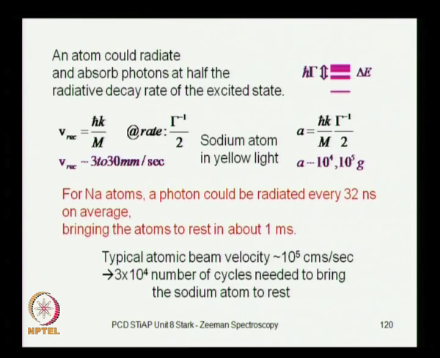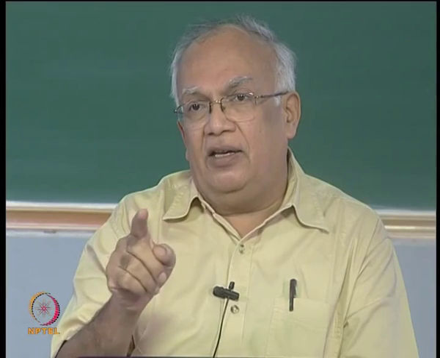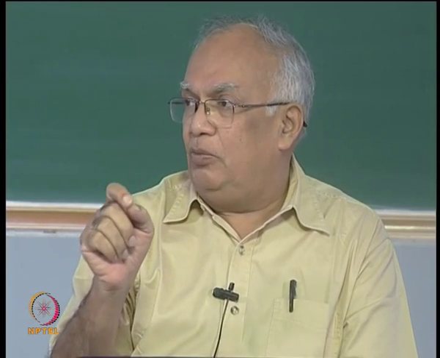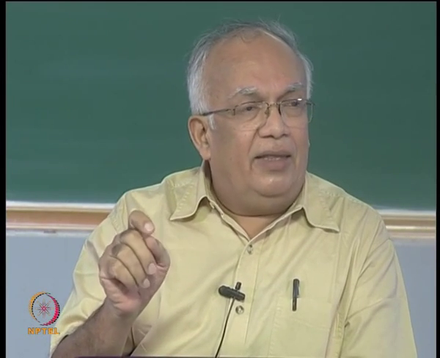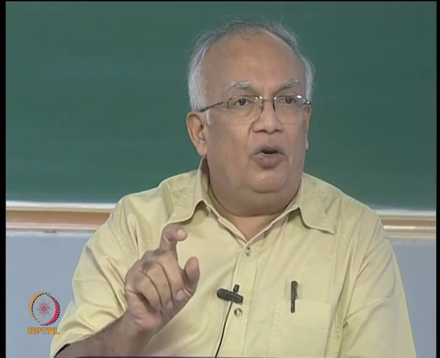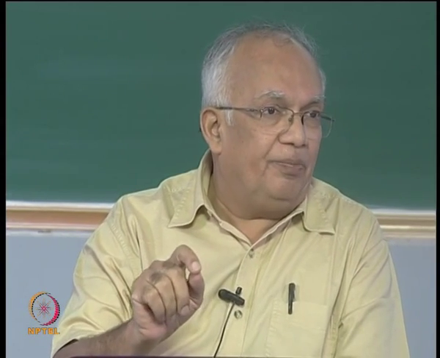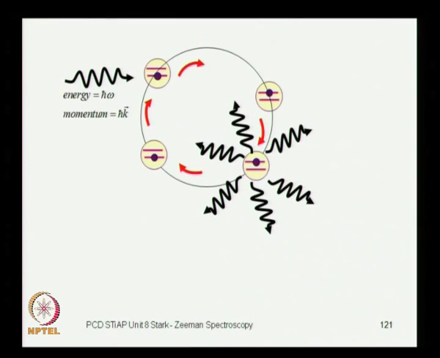You need altogether something like 10 to the 4 cycles for this to happen, because every time it goes through this cycle, it is losing a little bit of kinetic energy, a little bit of velocity. And that is what results in cooling, because thermodynamically we associate temperature with velocity of motion. So, this is the cooling cycle as we have seen.